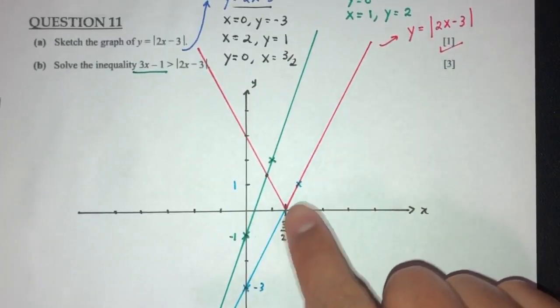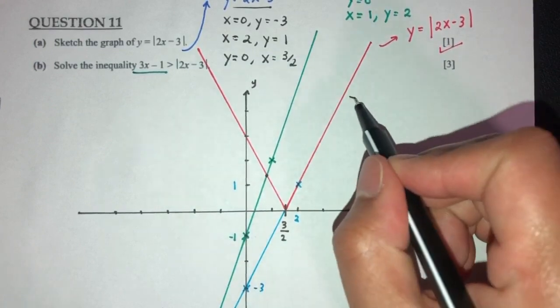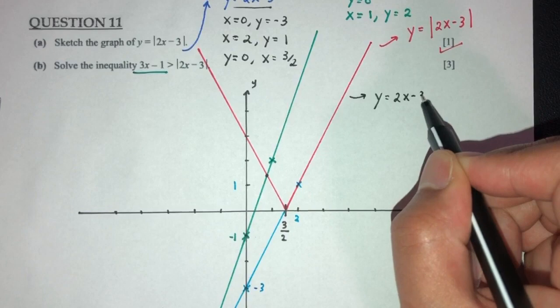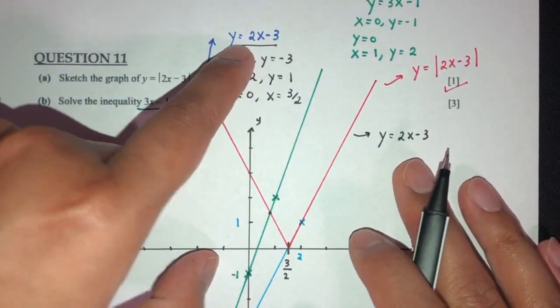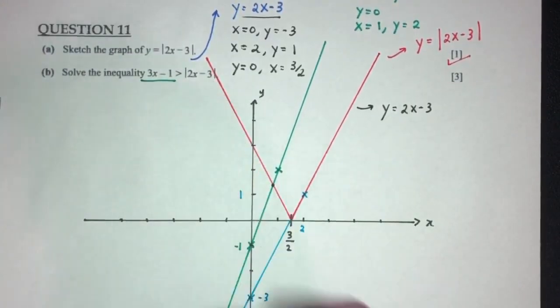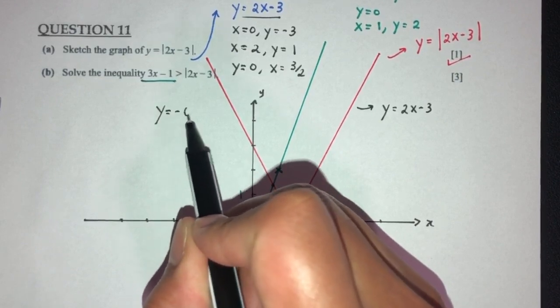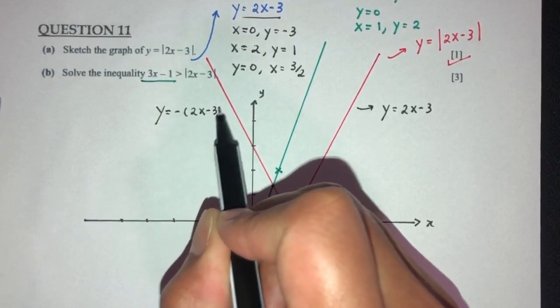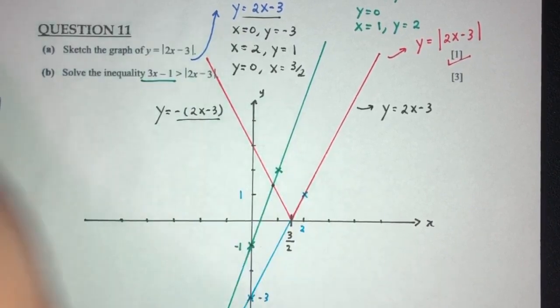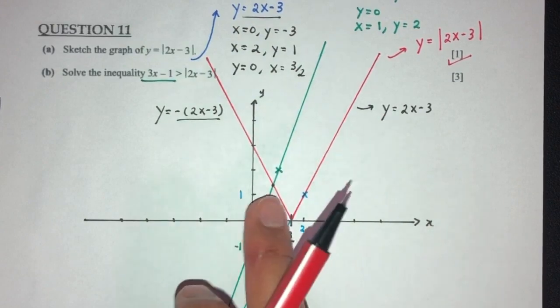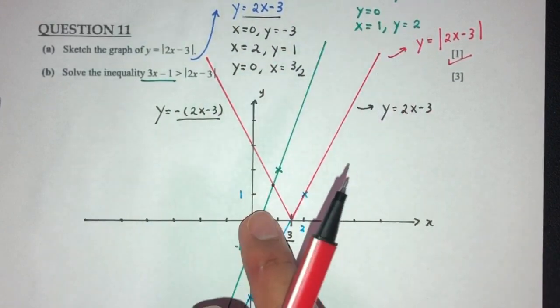Now what is the equation of this line? This line has the equation, we should know, y equal to 2x minus 1, because this is exactly what we sketched in the first place. Now what is the equation of this line? Pretty easy. It is simply y equal to minus 2x minus 3. Now you can see clearly the green line and the red line, they meet at this point over here.